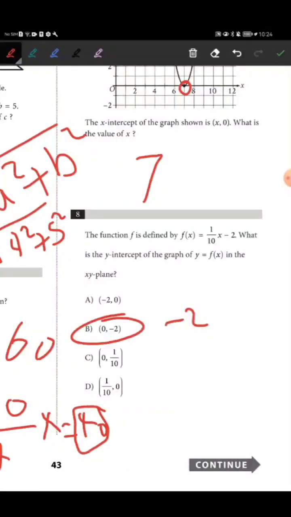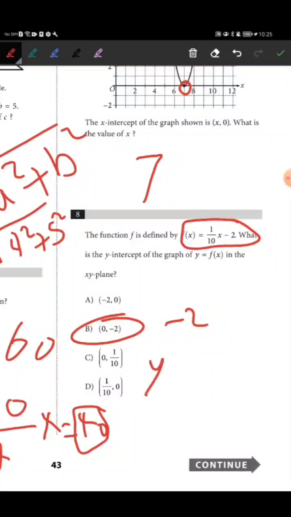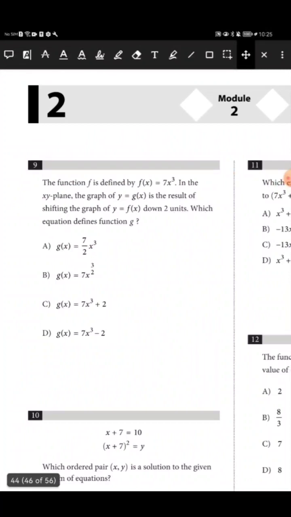So B is the answer, because from the equation above, y equals mx plus b, where b is the y-intercept, so -2 here represents b, so the answer is -2. Question number 9. The function f is defined by f of x equals 7x plus 3 to the power 3.